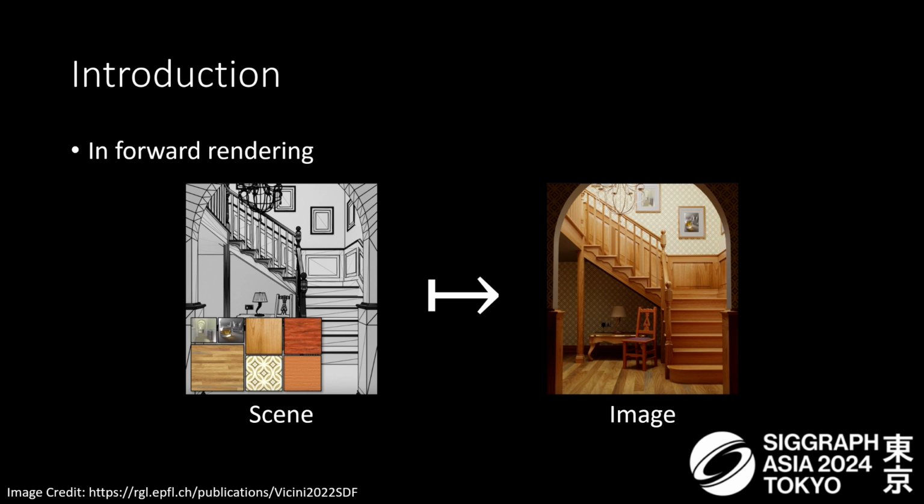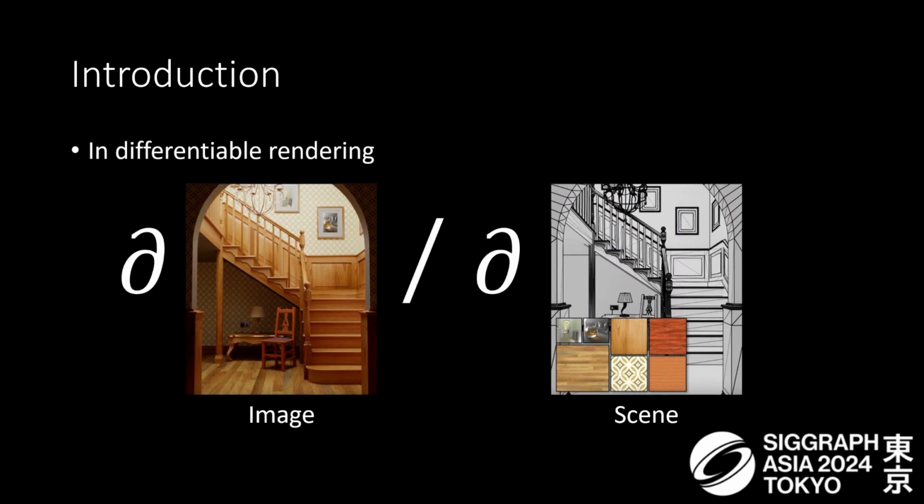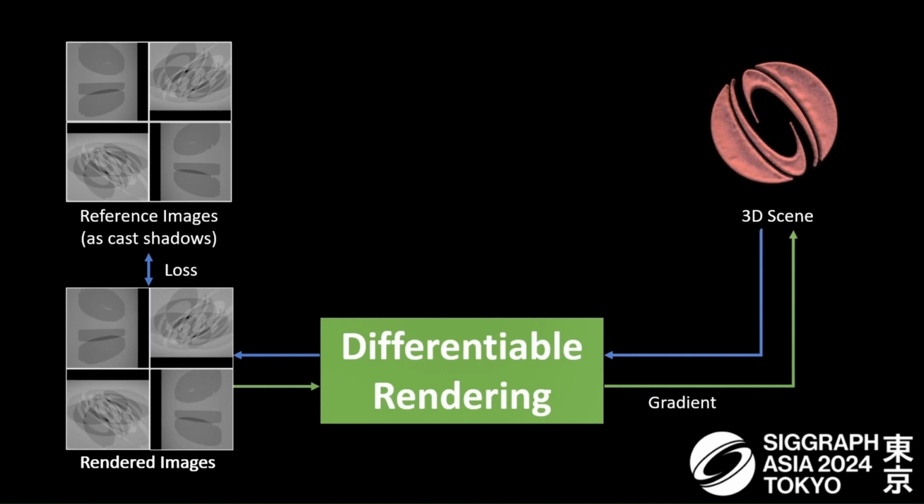In forward rendering, we take a set of scene parameters such as the meshes, materials, and lighting as input, and we want to output some rendered image. In differentiable rendering, we are interested in the reverse process of this, which is to compute the gradient of the rendered image with respect to these scene parameters.